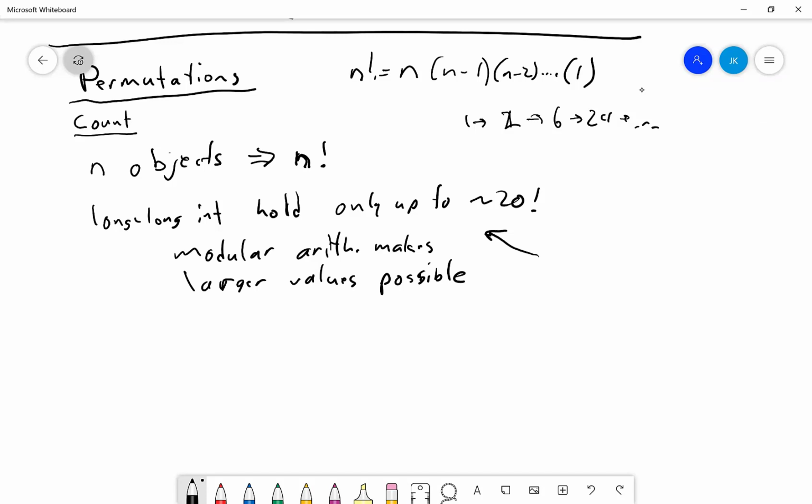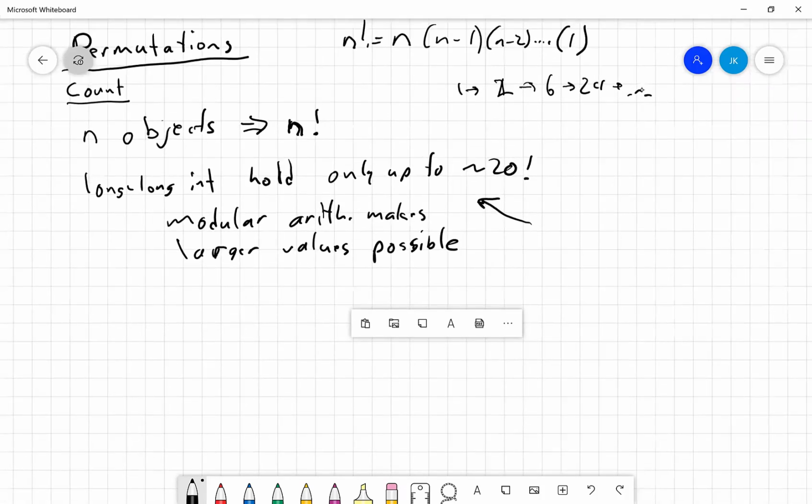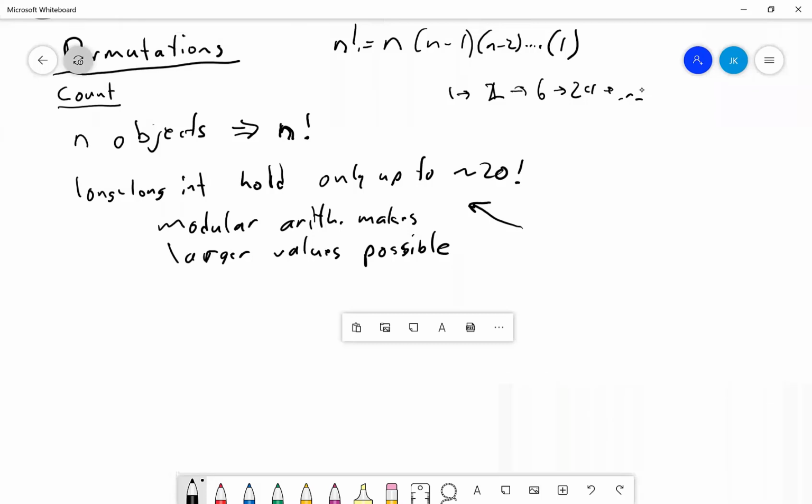And again, the types of problems where you come up are you want to figure out how many different ways are there to do X. And so calculating that number of permutations is the typical type of problem you would see there.